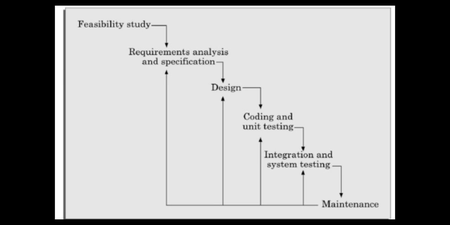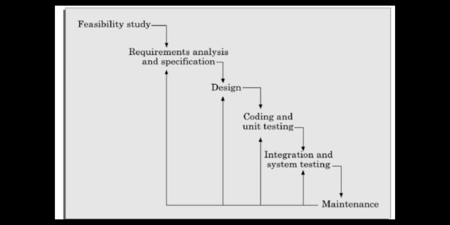And then comes the design phase. This is where we plan how the software will look and work. So think of it as drawing a blueprint. So after that we go to coding and unit testing. So this is where we write the code and test the small parts to make sure they work. It's like building and checking each piece of the puzzle.